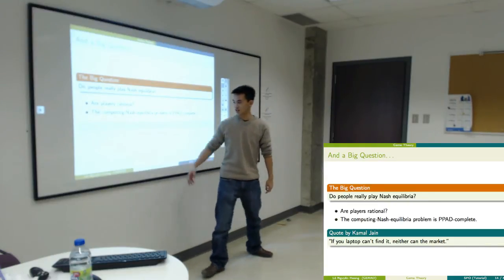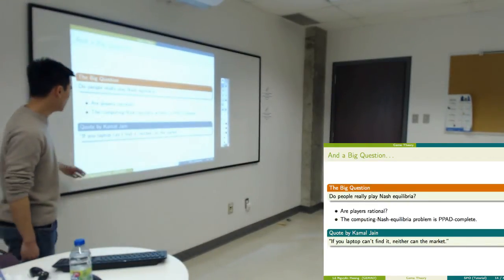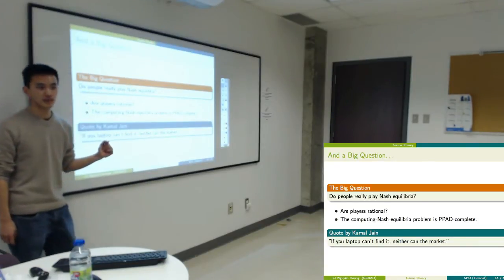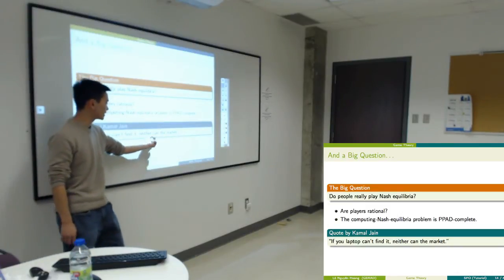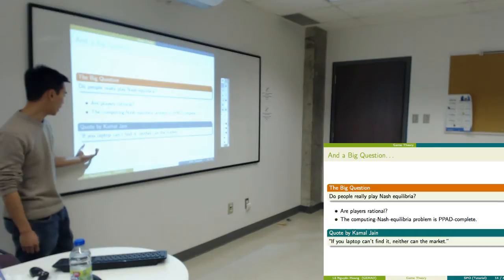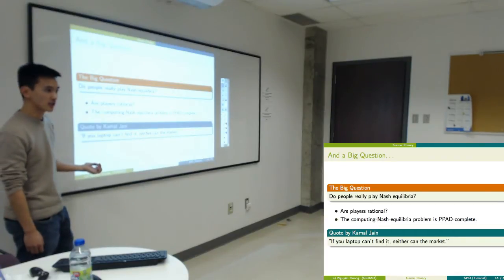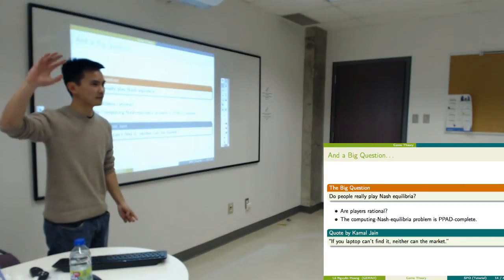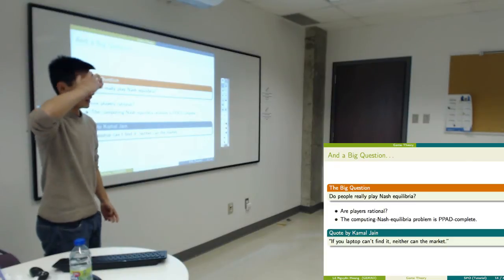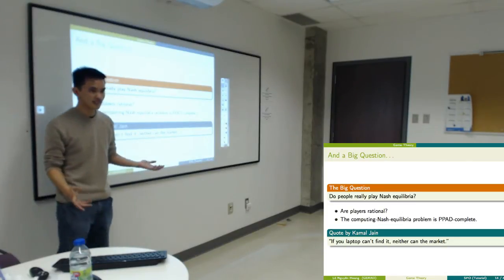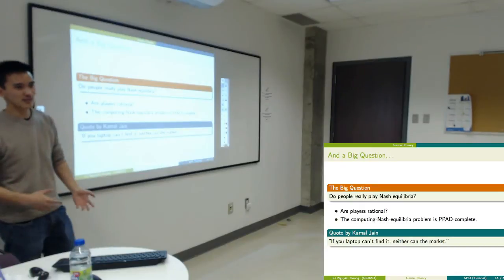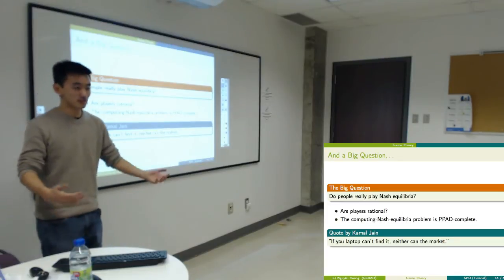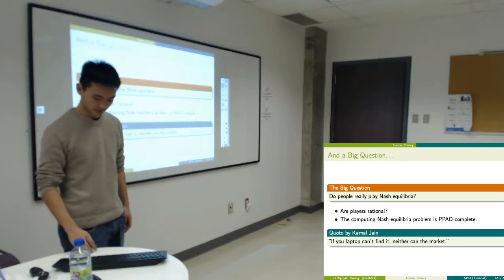So, as Kamal Jain, researcher at eBay, would put it, if your laptop cannot find it, how can a market find it? Because basically, whatever a market can do could be computed by a laptop, a priori. So if you have a concept that computers cannot find, how can players out there find it? It's not possible. So this raises the question: what's the point of a Nash equilibrium if it's something that we cannot observe, that's not out there?